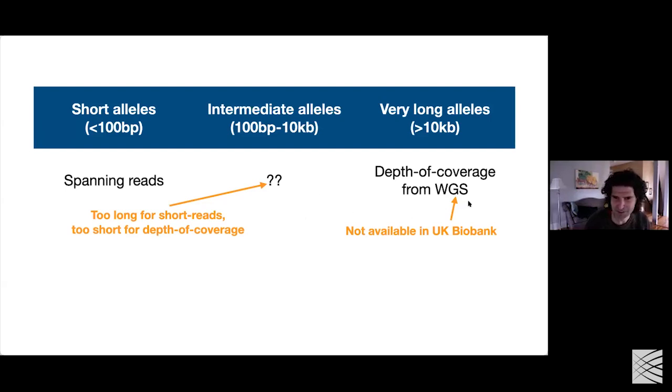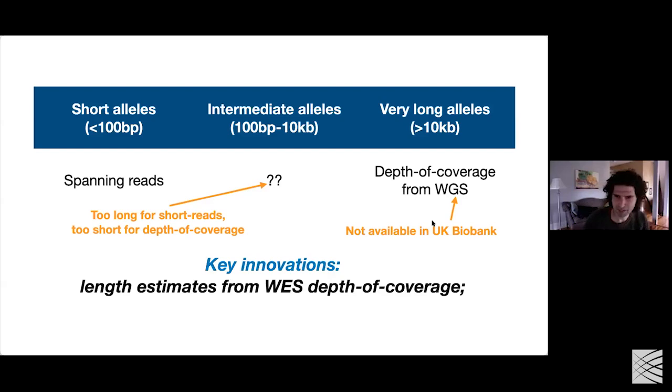Second, whole genome sequencing data is not available at the UK Biobank yet. The main difference between whole exome and whole genome sequencing data is in read capture to target the exome, a process which can introduce noise and bias in depth of coverage estimates for VNTR lengths.